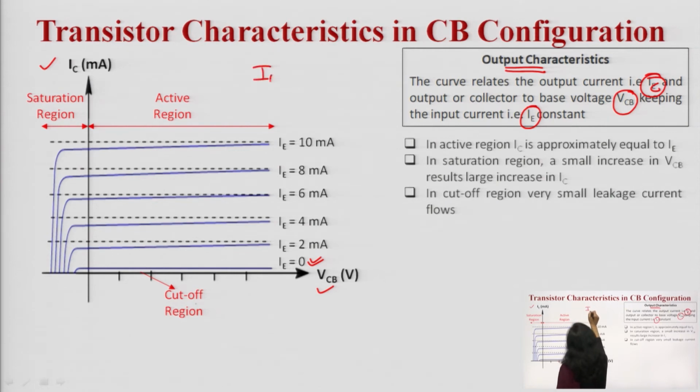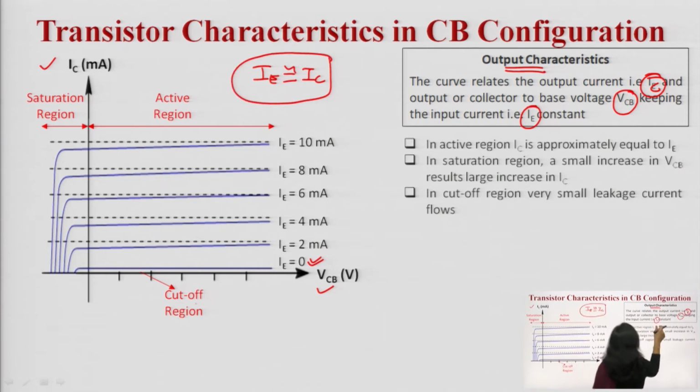You know that IE is almost equal to IC, and since the collector-base junction is reverse biased also, when IE is 0, IC must be 0. It means it must approach this particular line.